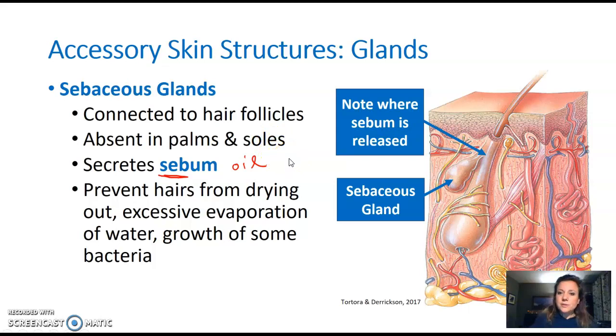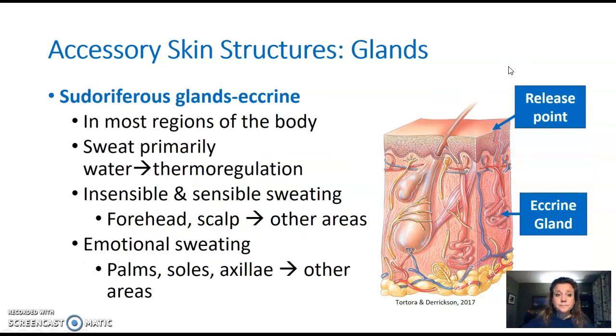I want you to notice where our sebum is released. It is attached to a hair follicle. So the sebaceous glands don't have their own duct that works its way up to the surface of the hair. Instead, it's going to borrow the tunnel that the hair shaft grows out of. So our sebaceous glands are associated with our hairs.